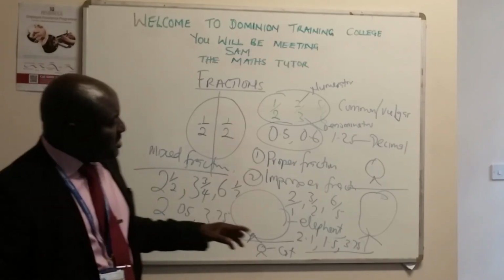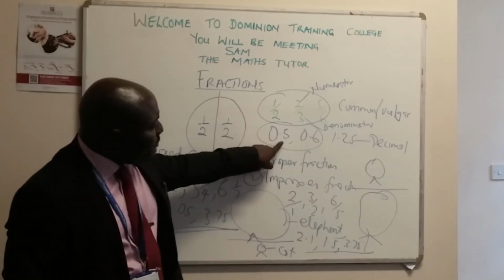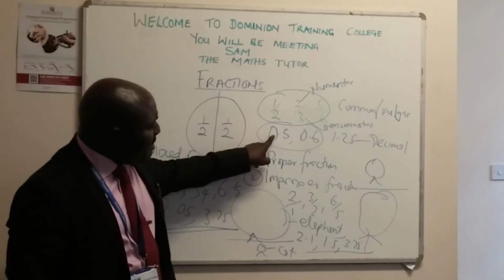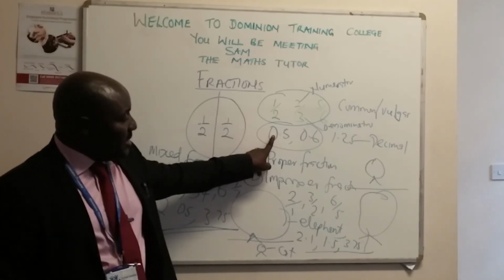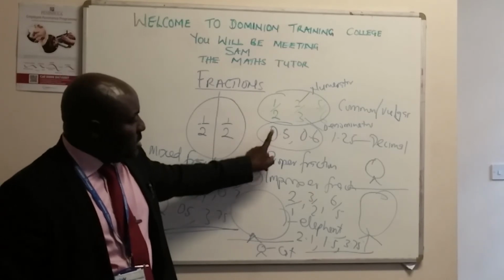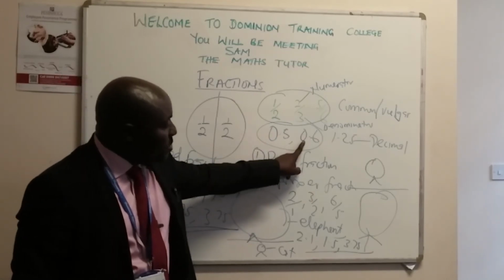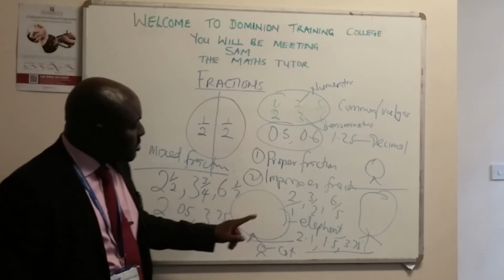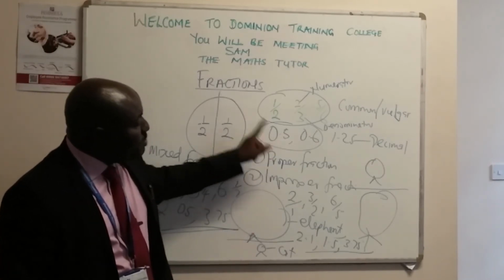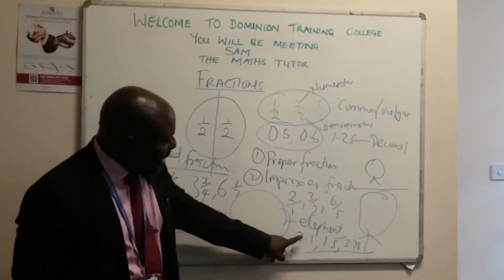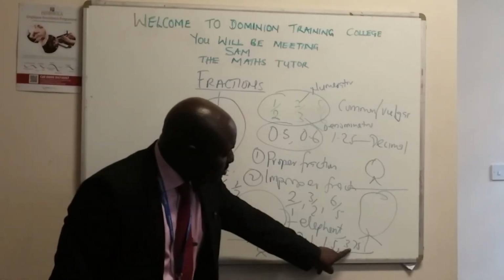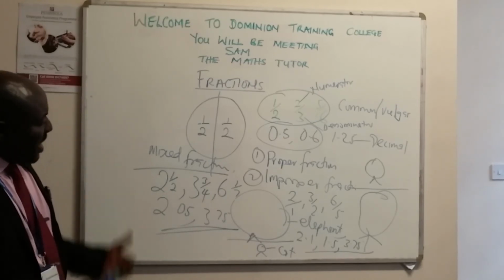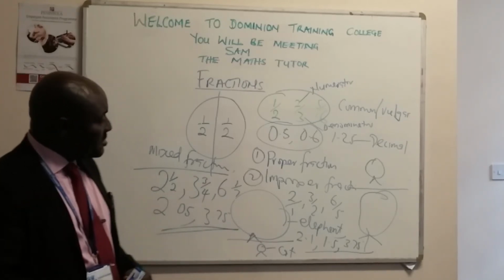One thing we should notice is that in decimal form, for us to have a proper fraction, the number before the decimal must be less than 1. It must be 0. But for us to have mixed fraction or improper fraction, the number before the decimal point will be greater than 0. That's why you're having 2 point, 1 point, 3 point, to show that the number before the decimal, the whole part, is greater than 0.